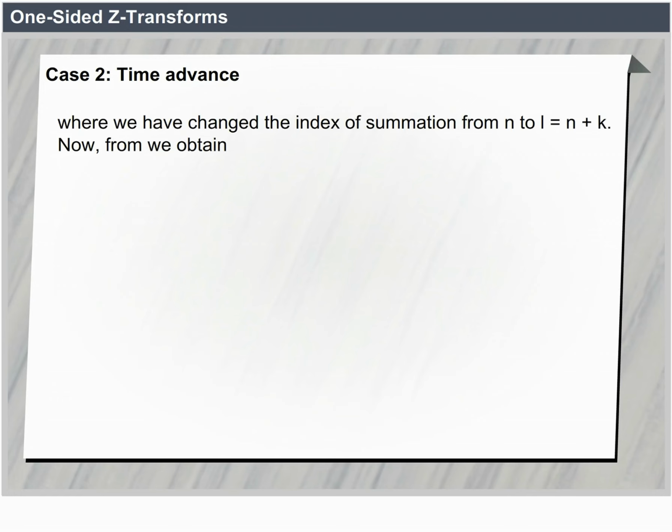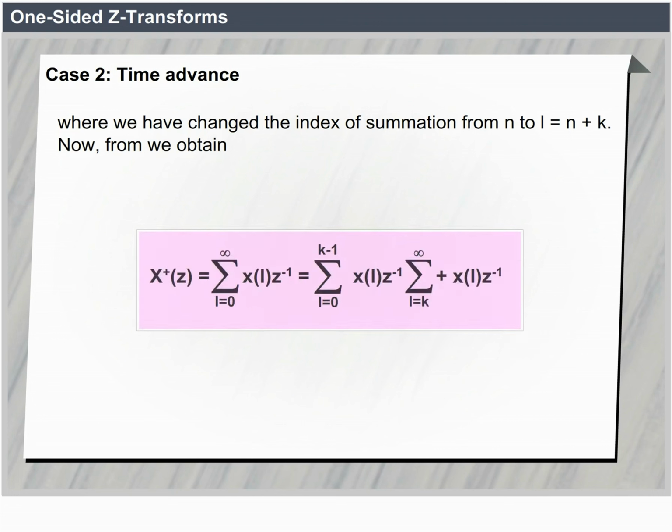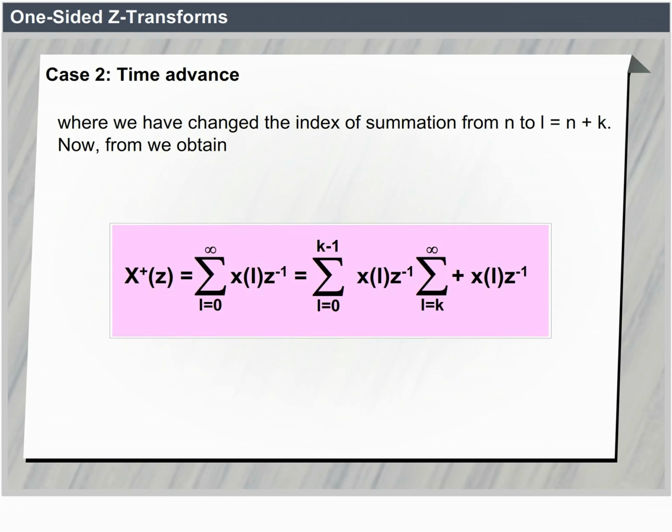Now, from this we obtain x plus of z equal to summation L equal to 0 to infinity x of L into z power minus L equal to summation L equal to 0 to k minus 1 x of L into z power minus L plus summation L equal to k to infinity x of L into z power minus L.